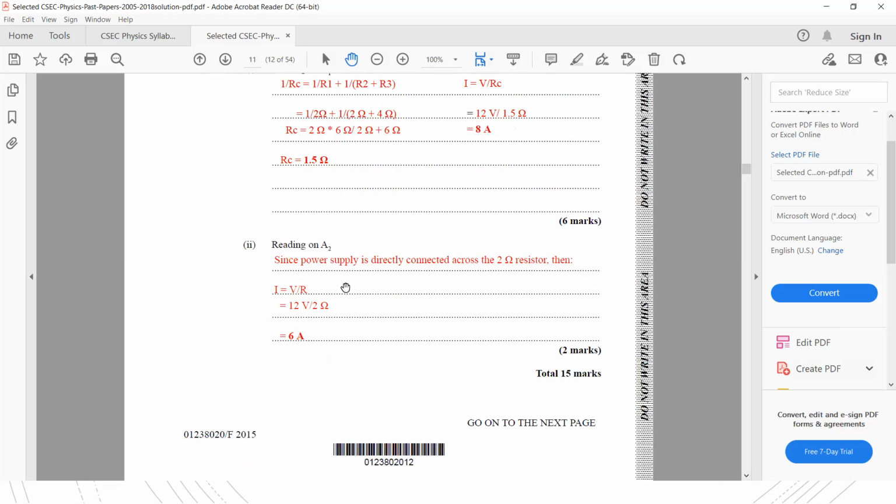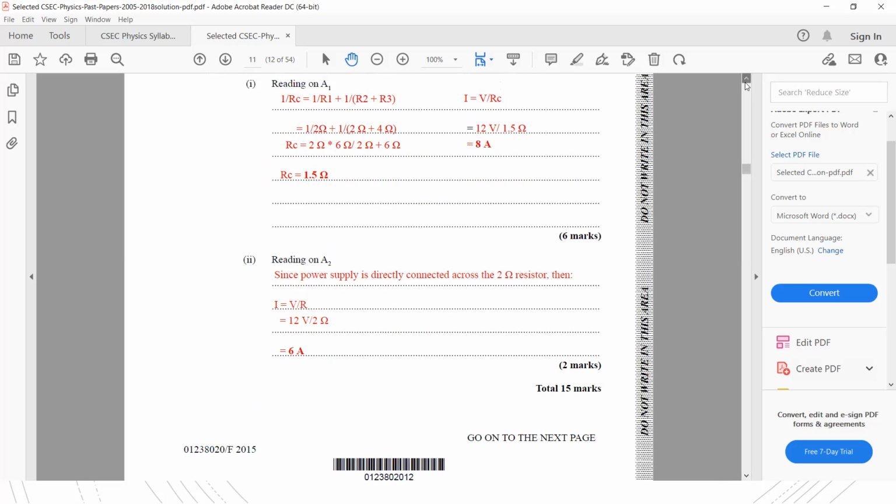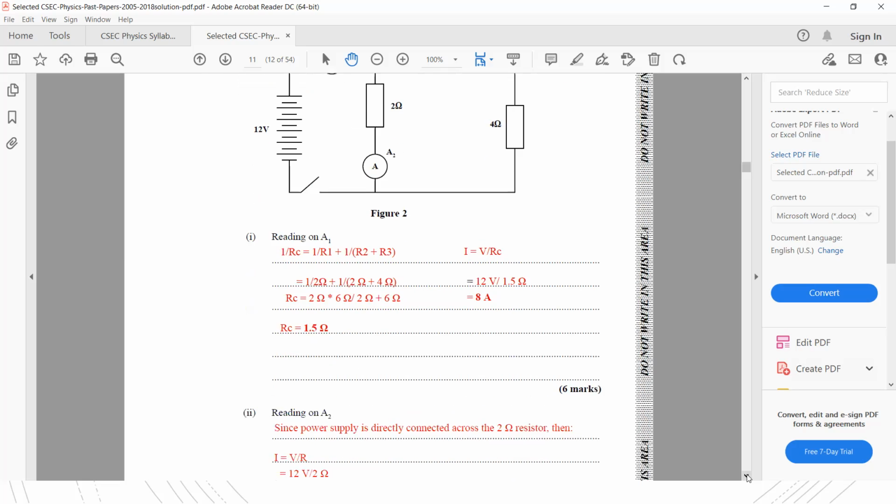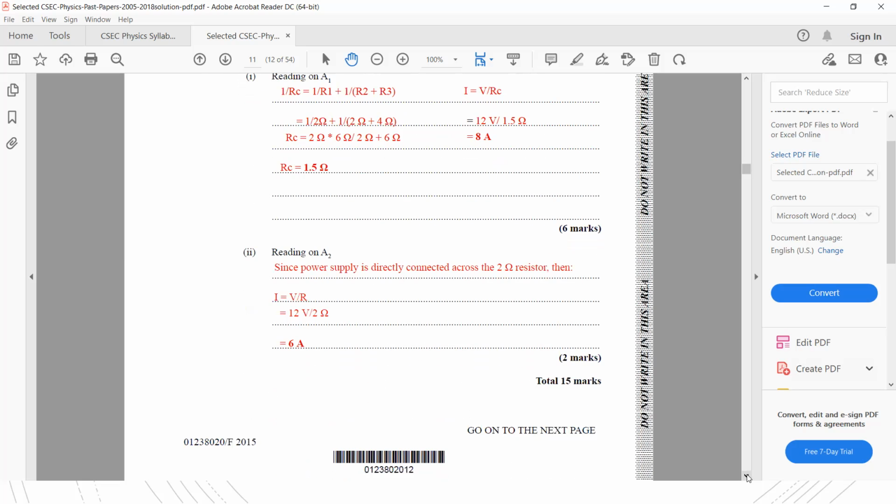Reading on ammeter 2. Now we have what we have here. The current flowing here will be different because we now have this resistor to contend with, not the other two. Right, so the current here will be equal to V over R. So 12 over 2. That's 6 amperes.